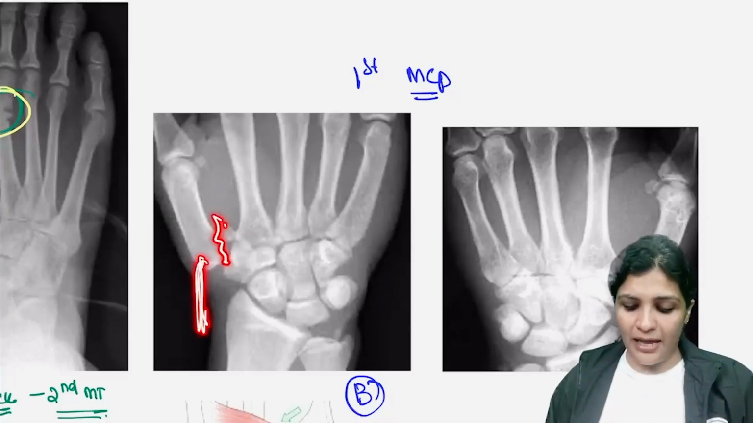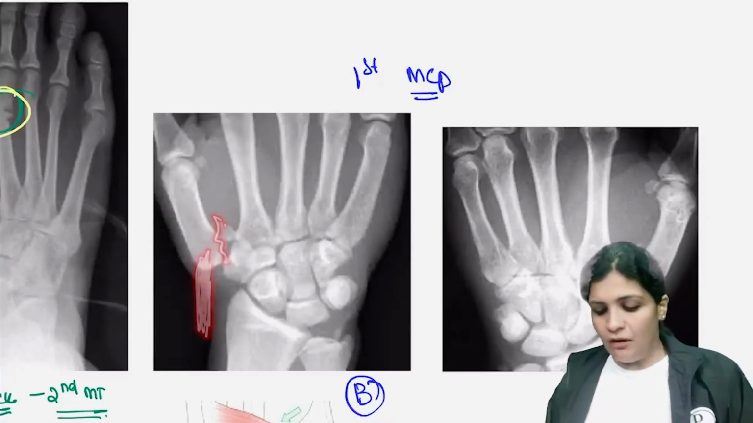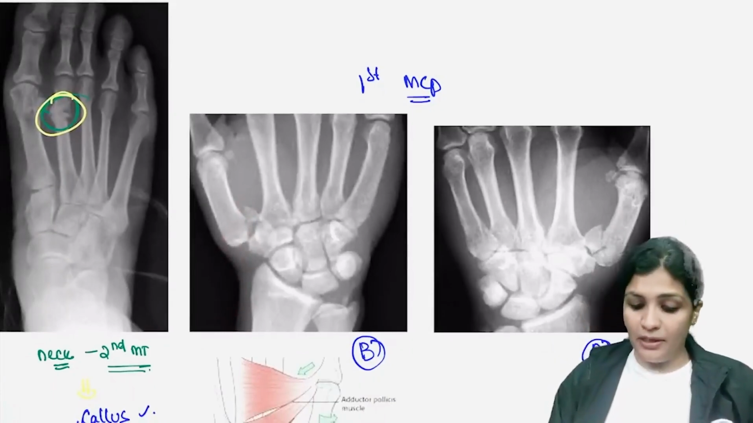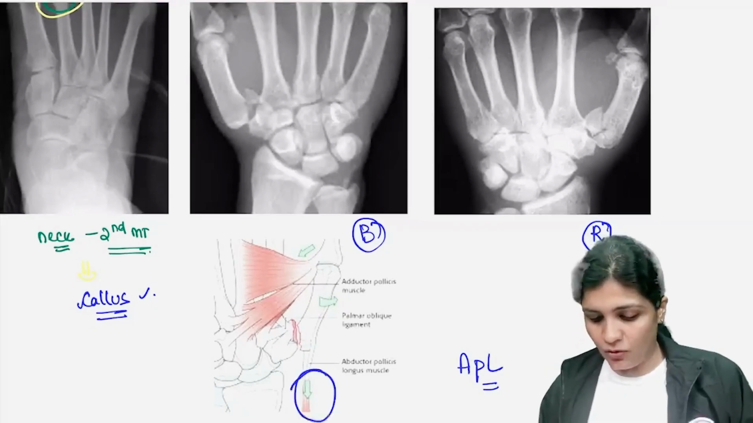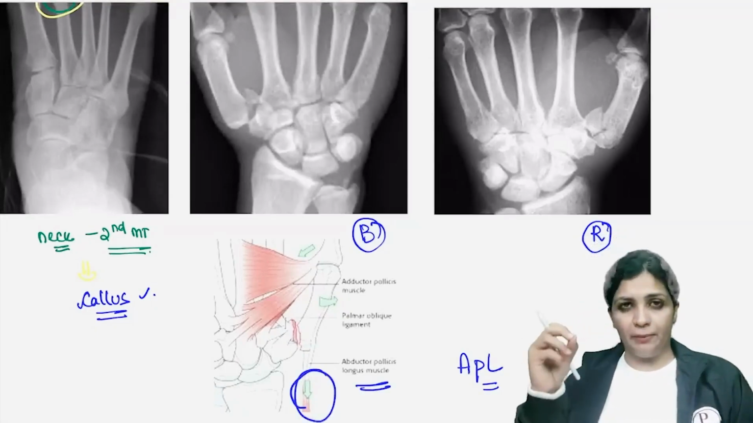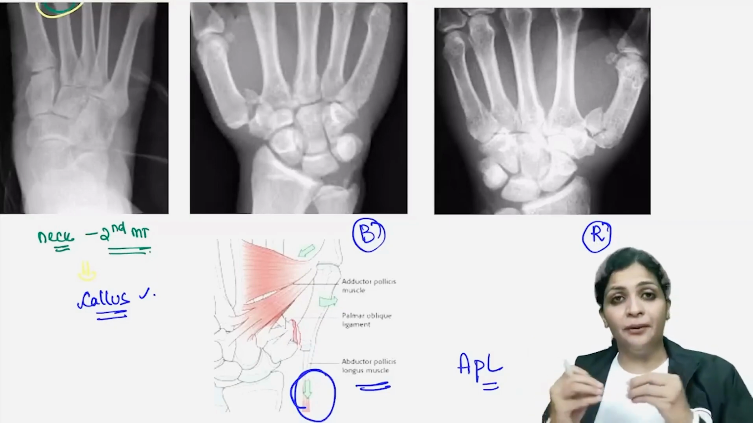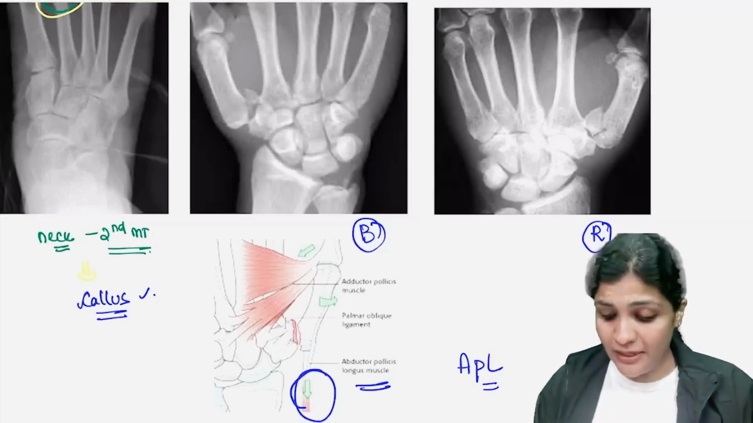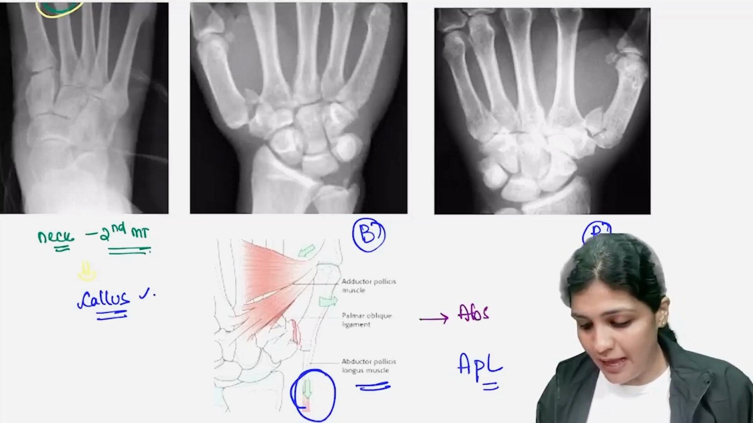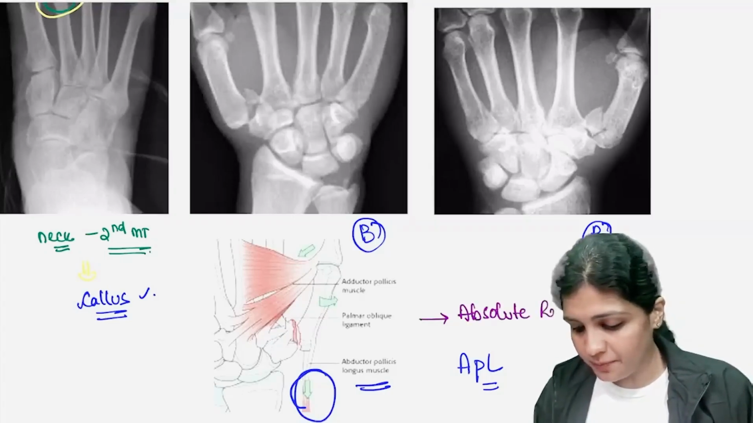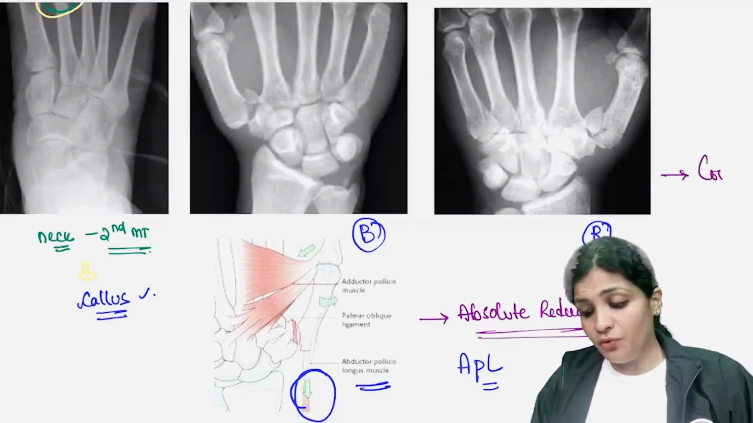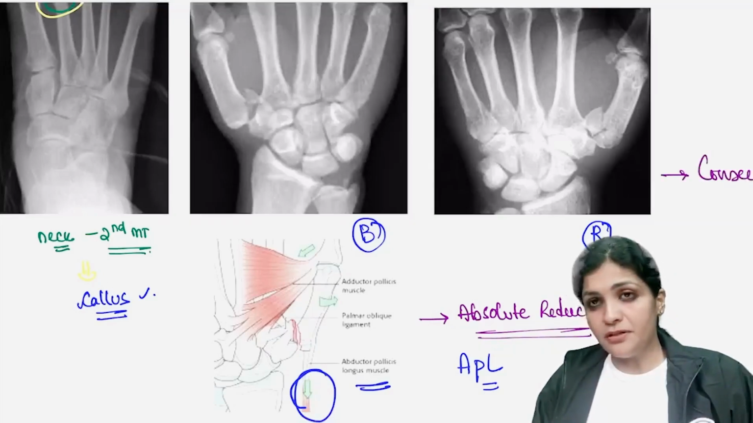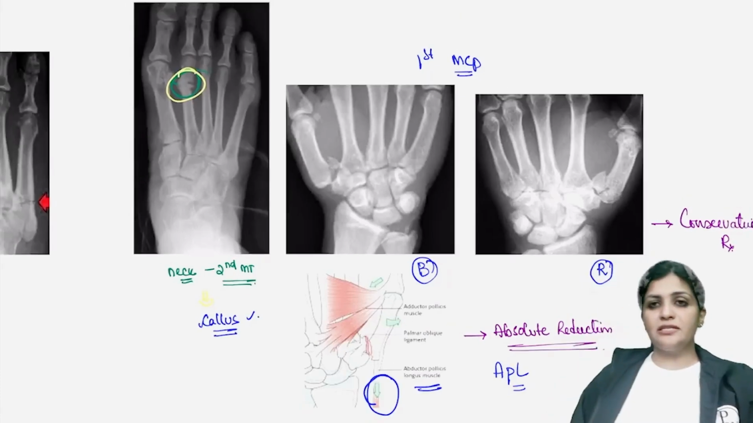But the longer fragment has a tendon pulling it down, which is called the abductor pollicis longus, APL. So this is the tendon. Right? This is pulling the larger fragment downwards, hence it disturbs the reduction. That is why this is treated with absolute reduction. Absolute reduction, right? Because of the pulling of the tendon. But this one you can still go for a conservative treatment.